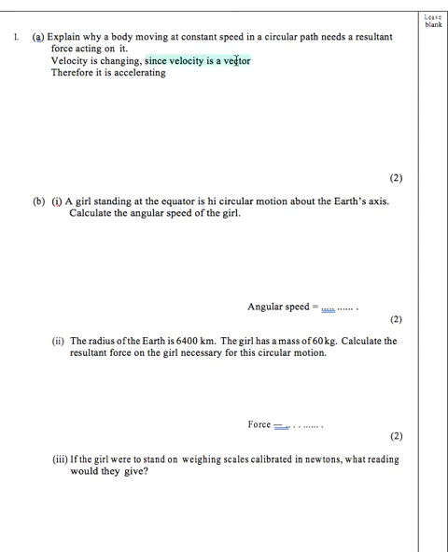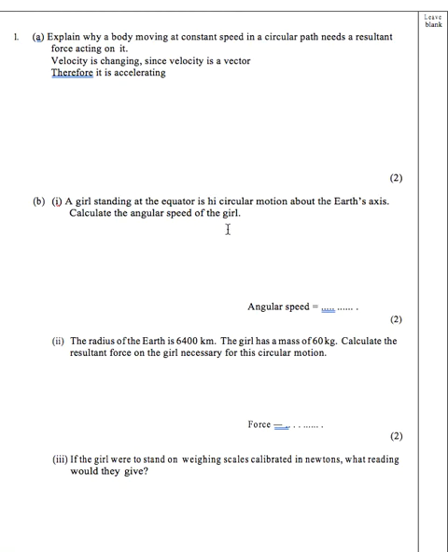I feel I have to say this, even though it looks like a second point. I need to get to the point where the next line would be, so there is a resultant force, which is in the question, so there's no credit for it. So velocity is changing. Since velocity is a vector, you might just say velocity is a vector, and therefore it's accelerating. But I think I wouldn't feel comfortable saying any less than all of that.